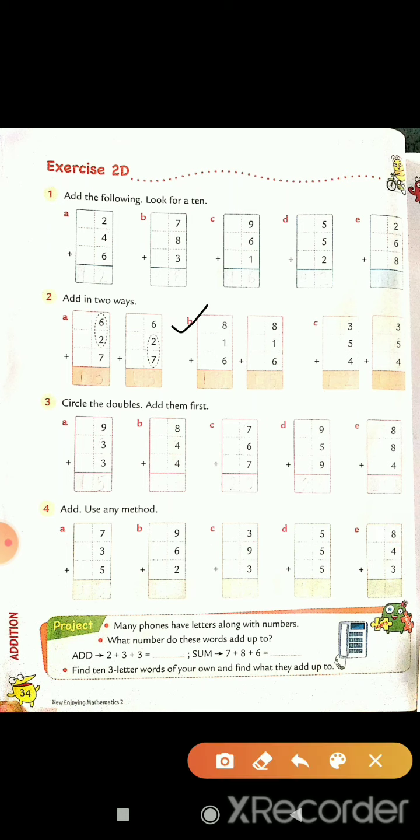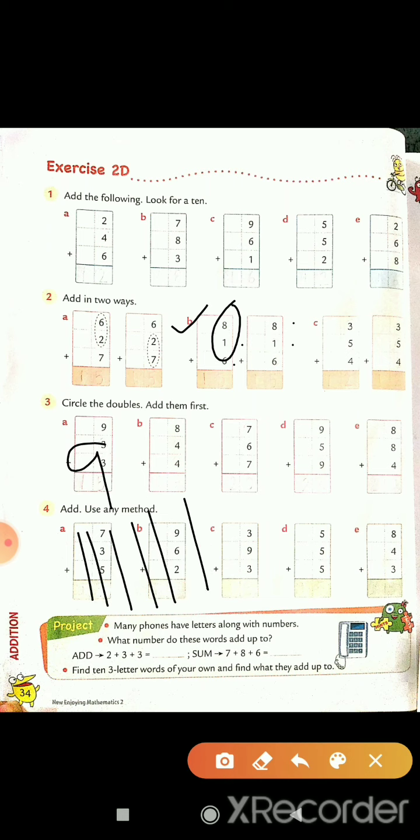B. 8, 1, 6. Again 8, 1 and 6. So first we will add 8 and 1 together. What comes after 8? 9. Do you remember? Whenever we add 1 to any number, the answer is the number after. So 8 plus 1 is equal to 9. And then we have to add 6 to 9. 1, 2, 3, 4, 5, 6. What comes after 9? 10, 11, 12, 13, 14, 15. So here our answer is 15.